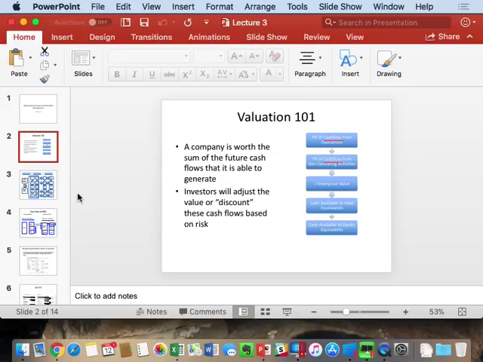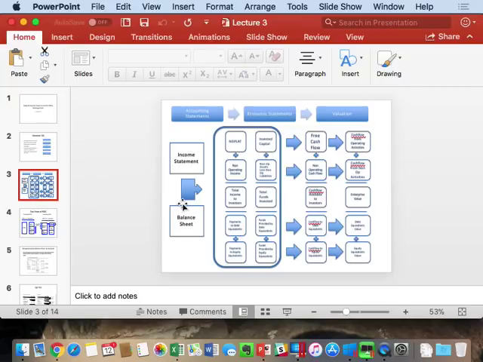So back to this. Here's what we're going to do. We're going to take the income statement. We're going to break it up into 4 parts. Operating items, NOPLAT. Non-operating items, non-operating income. Debt payments, interest expense. Equity payments, net income.